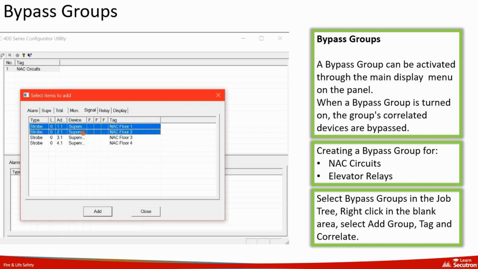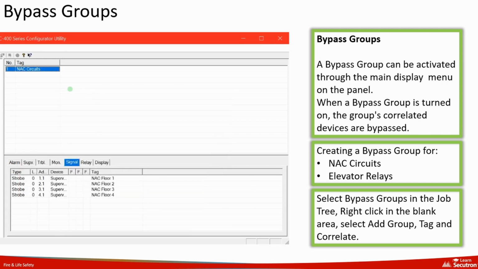To create a bypass group, select Bypass Groups in the job tree, right-click in the blank area, select Add Group, give the new group a name, and correlate the desired devices and circuits.